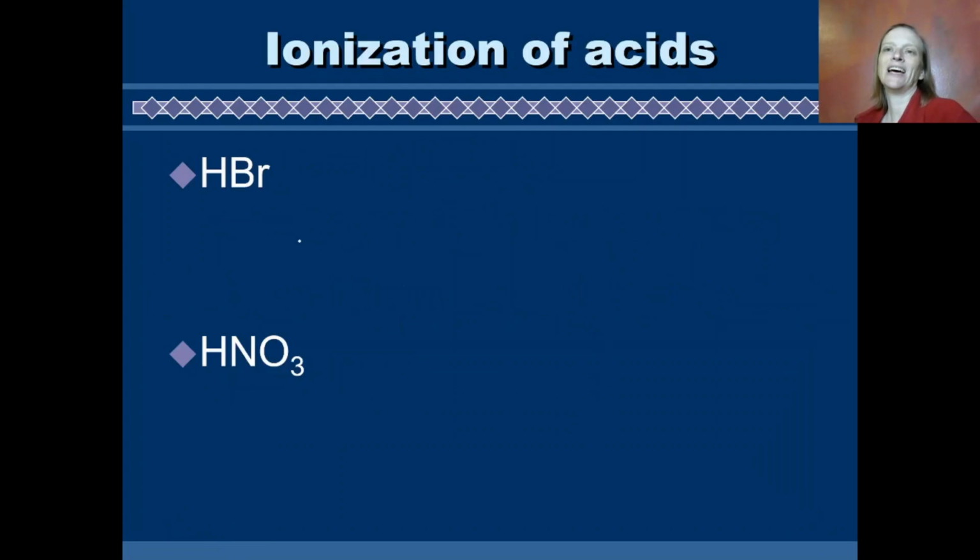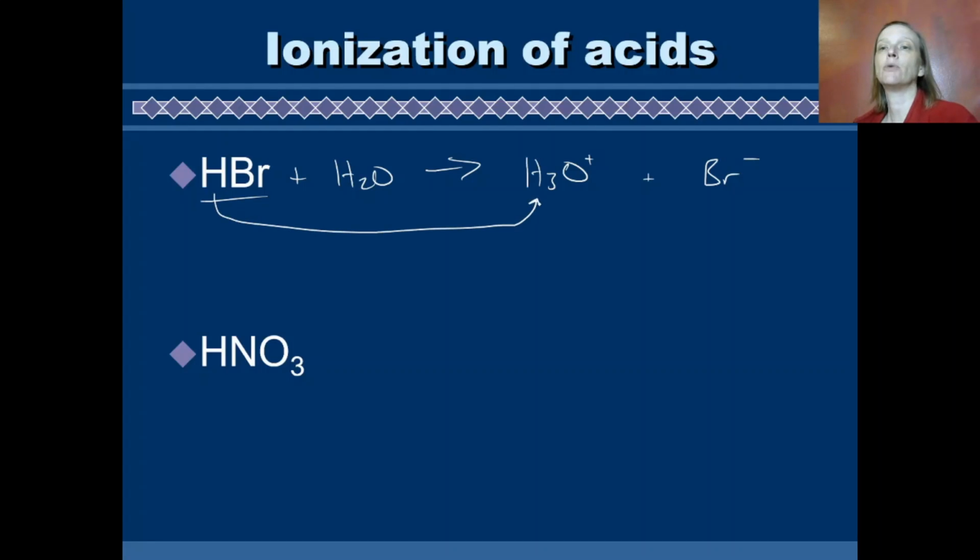So let's look at how we ionize acids. If we start with hydrogen bromide as our acid, and it reacts with water, then, because hydrobromic acid is an acid, it is going to create the hydronium ion, and since it creates the hydronium ion by donating its hydrogen to the water, the bromide ion is going to be left all by itself.